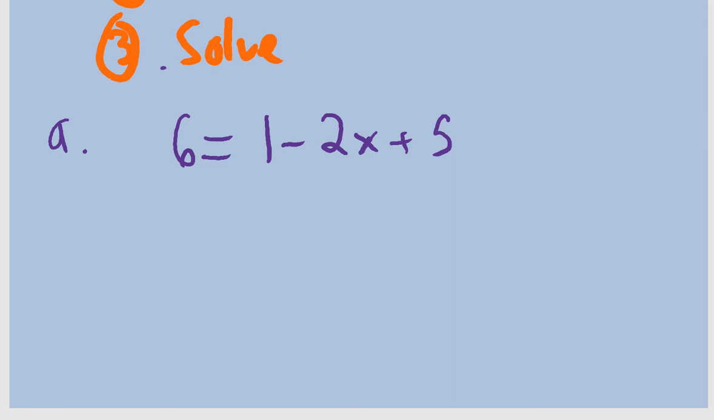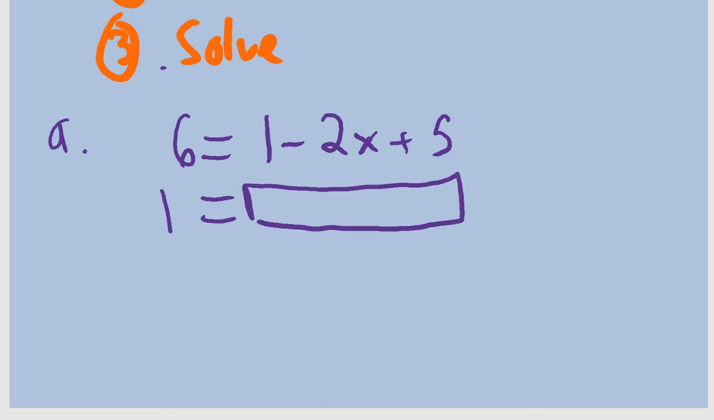So step 1 is we're going to get rid of the parentheses. Well, we don't have to get rid of the parentheses here because there are none. We skipped step 1 here. There are no parentheses. So step 2 is you are going to do your equal sign first and then do your boxes. That is very important, okay?